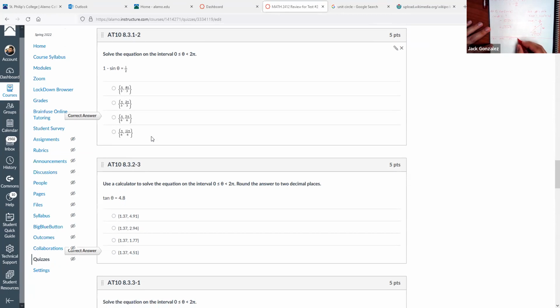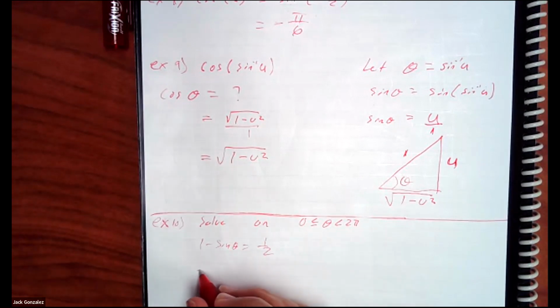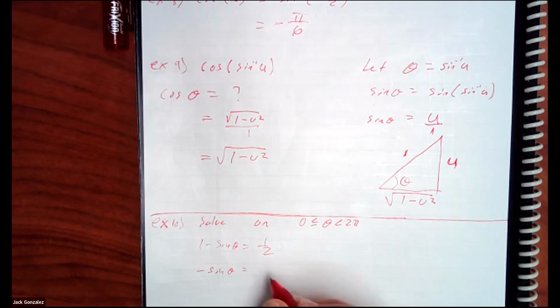Solve on the interval 0 to 2 pi. 1 minus sine theta equal to 1/2. Solve for sine. Minus the 1, both sides. That gets you to here. Divide by -1. That gets us to here.